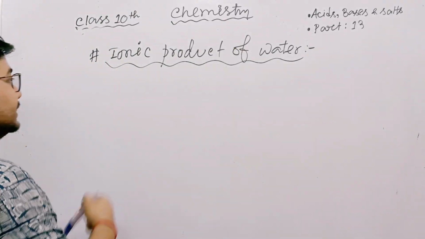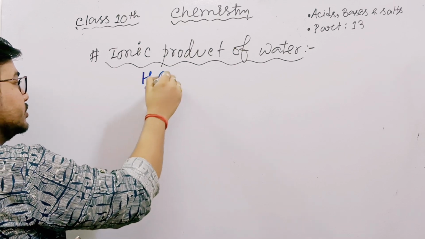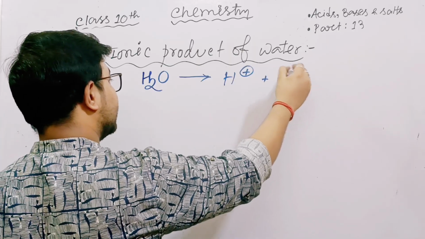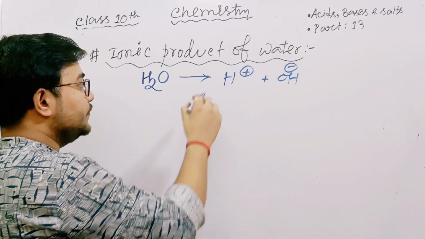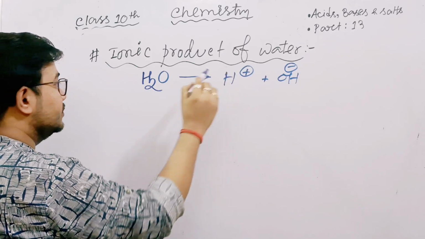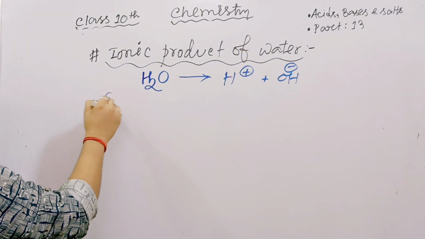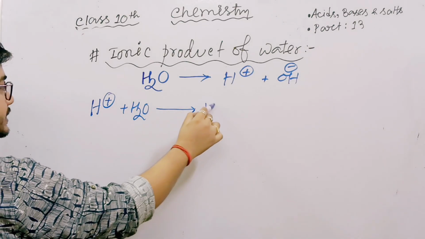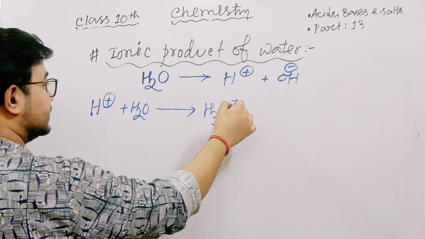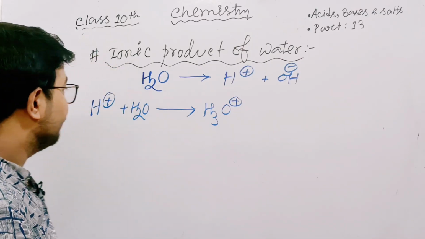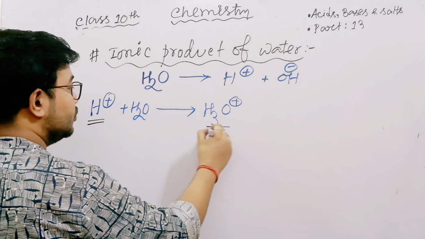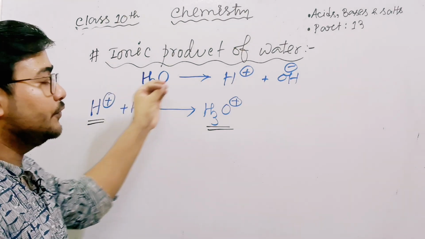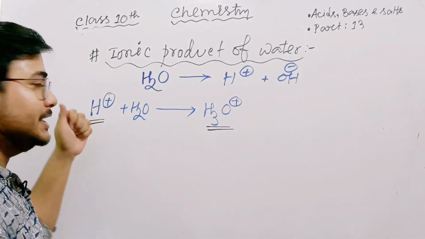Look at the board. Suppose we have water. If we cleave it, all of you know water gives H+ and OH- ions. Now if you add this H+ to water, what will it form? See, how many H? Three, H3, then O and plus, so H3O+. Keep in mind that both H+ and H3O+ are the same, because when H+ is attached to water, it forms the hydronium ion. So H3O+ and H+ are the same.